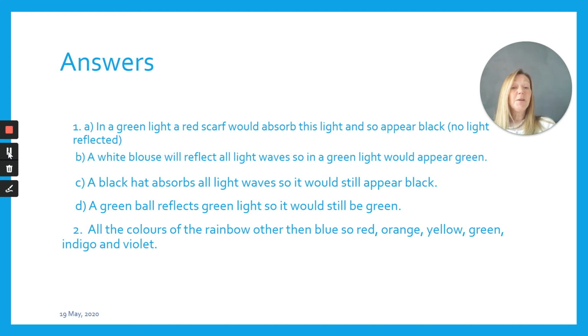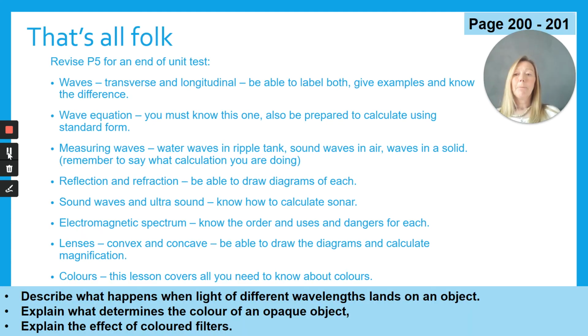As for the blue filter, well, the blue filter will absorb all of the other colours of the rainbow. So red, orange, yellow, green, indigo, and violet would all be absorbed because the only wavelength that's able to pass through is the blue.